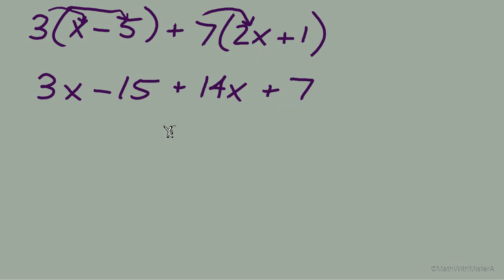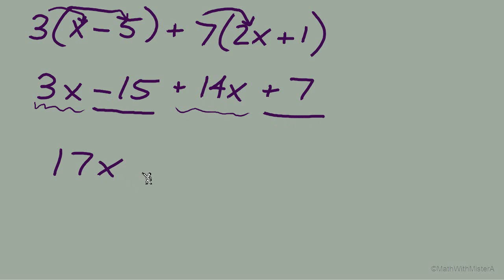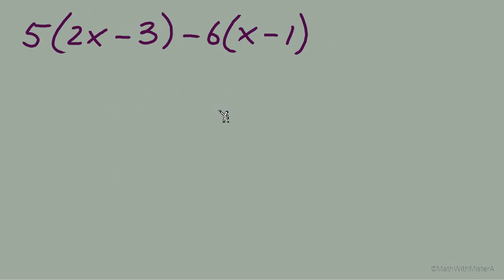Now we've got variable terms that we can combine. Remember, we can take these terms in any order, so we'll take the 3x plus 14x equals 17x, and then negative 15 plus 7 equals negative 8. And remember, we cannot combine terms if one has a variable, but the other is just a number by itself, a constant. Our next example is similar, two different distributes.